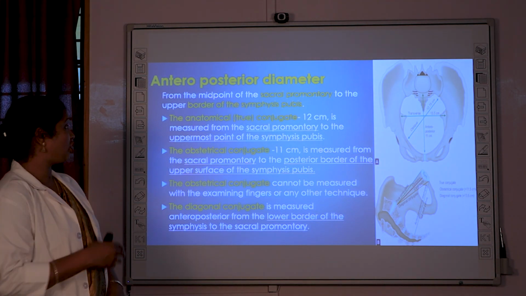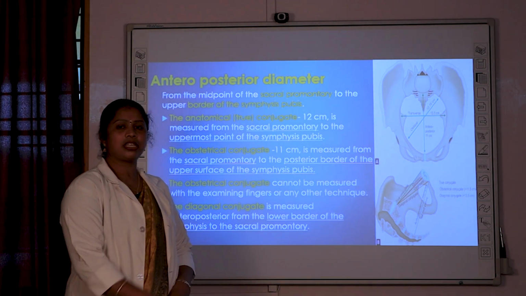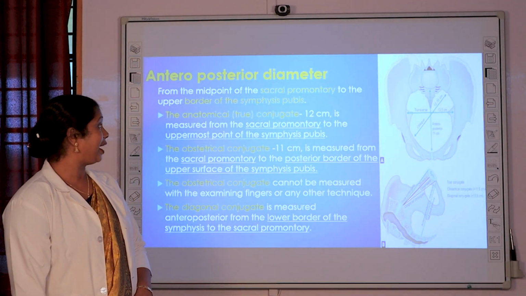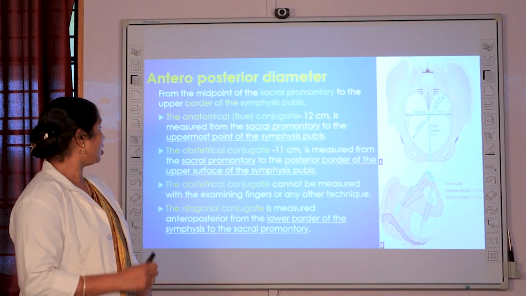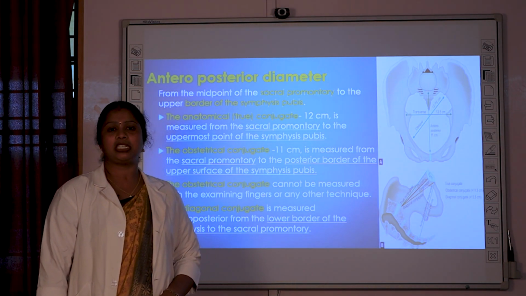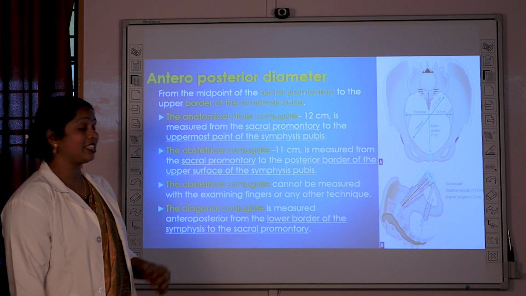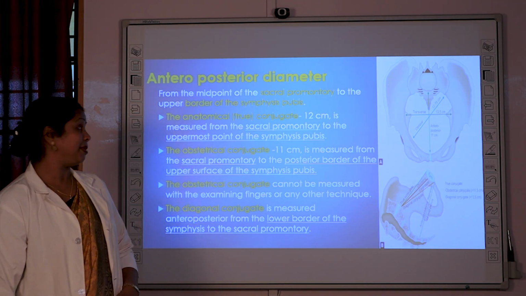First one is the anterior-posterior diameter. From the upper border of the symphysis pubis to the sacral promontory is called the anterior-posterior diameter. It is 13 centimeter in length. The second one is the anatomical conjugate, just 1.25 centimeter below, from the symphysis pubis to the sacral promontory. It is called the anatomical conjugate. It is 12 centimeter.